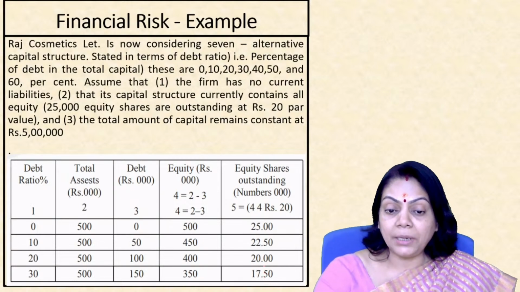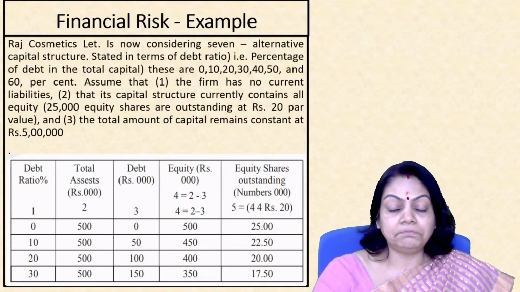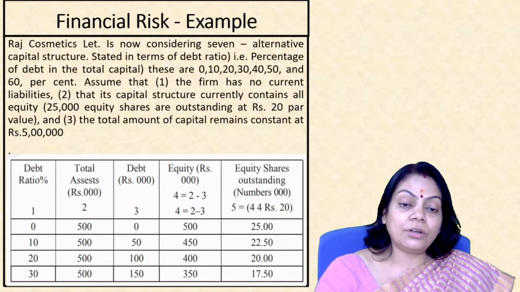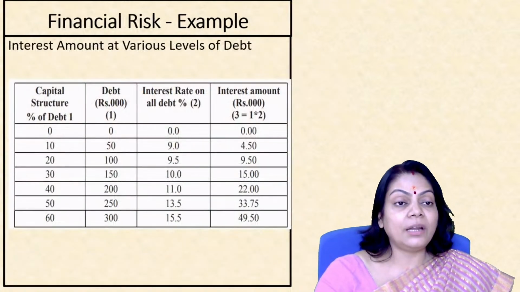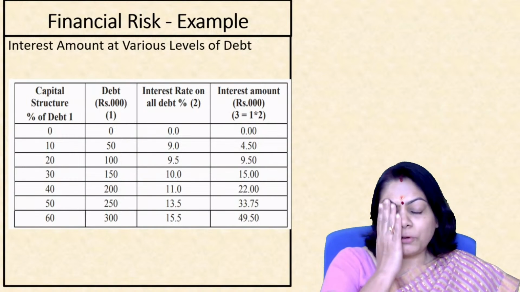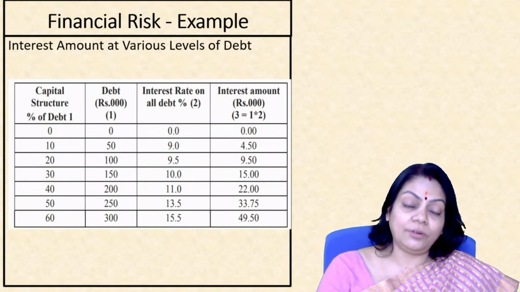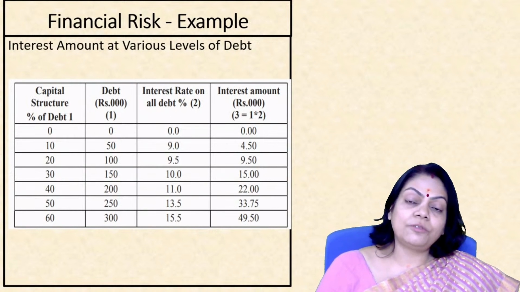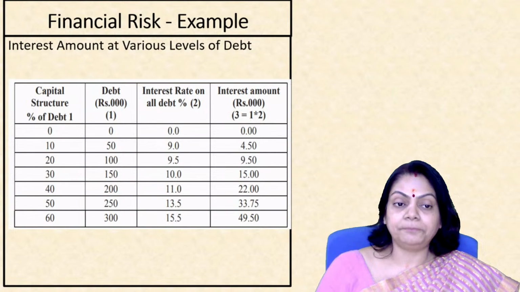Okay, so this is the financing plan that I have. Now we talk about the financial risk. Before we go to the financial risk, as I told you, we're not talking about preference shares here. We're only talking about 2 sources of finance, the equity and the debt.